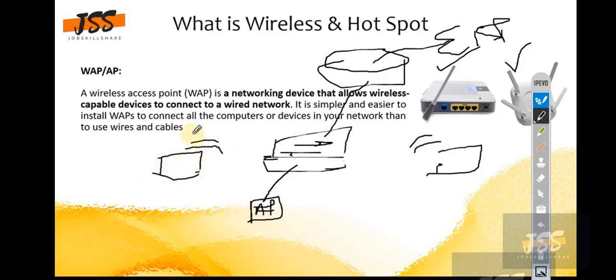So in case this computer wants to communicate with this computer, whatever information it wants to send will go through the wireless access point and to this computer. So the medium we are going to use is air. Okay?